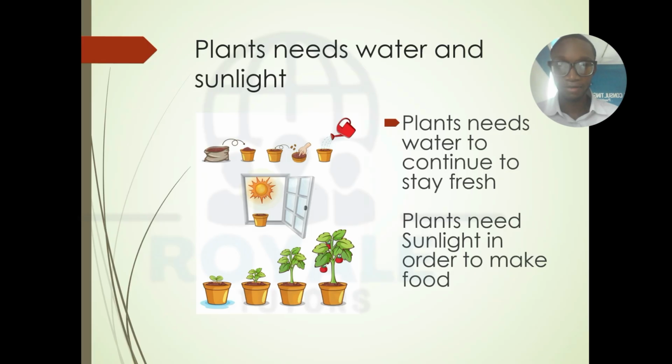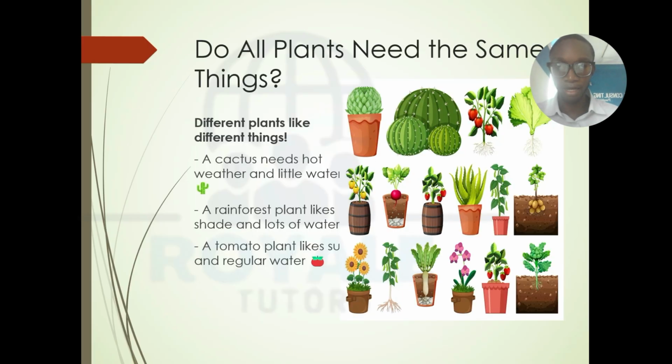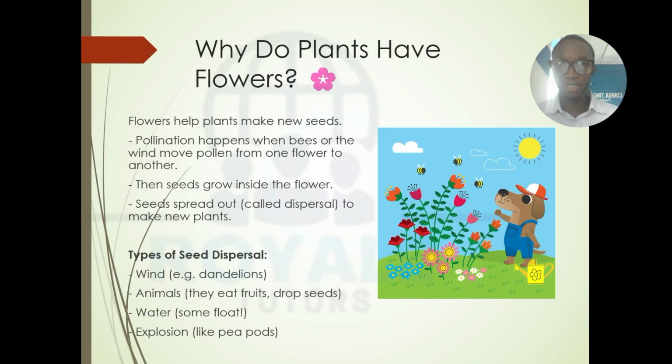However, in this video, we will be talking about flowers. Why do plants have flowers? We already talked about the parts of the plant, where we talked about the roots, the stem or the trunk, the leaves, and also the flowers. So we know plants have flowers. So why do they have flowers? What are those flowers for?